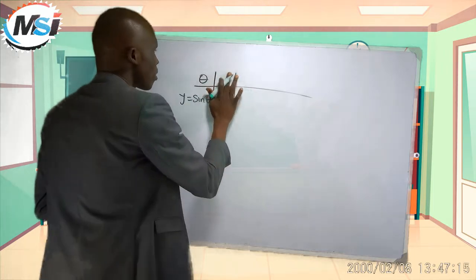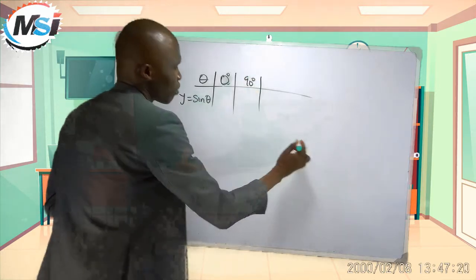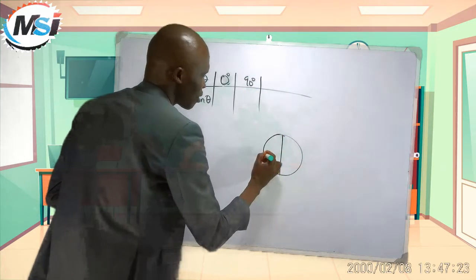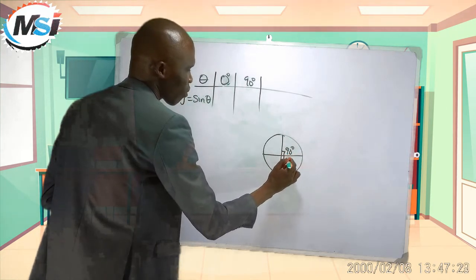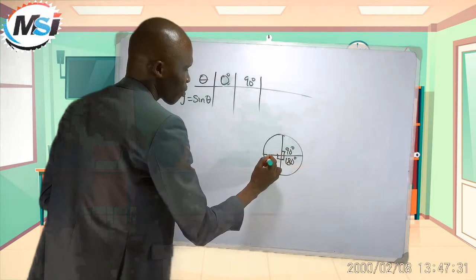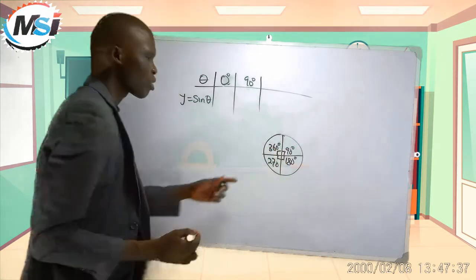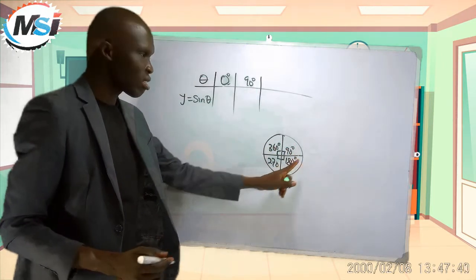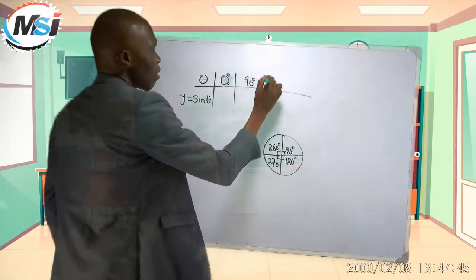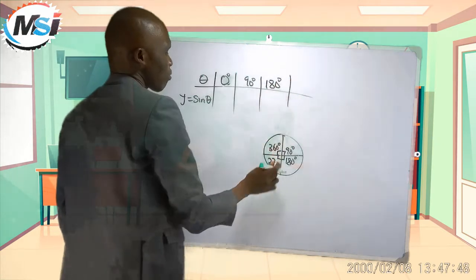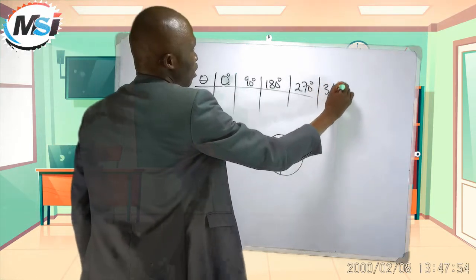Okay, let's start from 0 degrees, 90 degrees. If you draw this, you will find it very easy. From here we have 90 degrees, here we have 180 degrees, here we have 270 degrees, and here we have 360 degrees. So we are starting from the center point, which is 0, 90, 180 degrees, followed by 270 and 360 degrees.